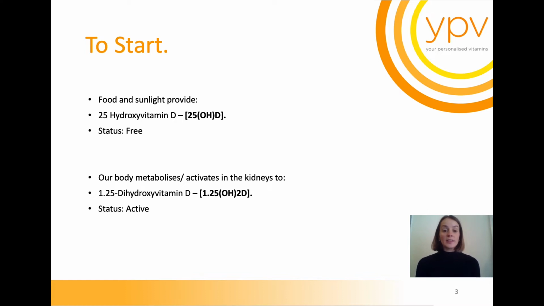The secondary metabolite, so our body metabolises this initial vitamin D metabolite and activates it within the kidneys to give us 1,25-dihydroxyvitamin D. You'll see this written in shorthand again as 1,25-OH2D throughout this presentation. And the status of this secondary metabolite is active. So just to summarise, the initial metabolite, which food and sunlight provide, is a free metabolite with shorthand 25-OHD. And then our body further activates this initial metabolite in the kidneys to give us 1,25-dihydroxyvitamin D. And the status of this metabolite is active.